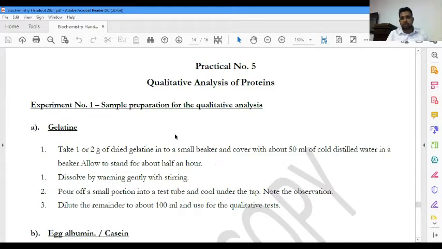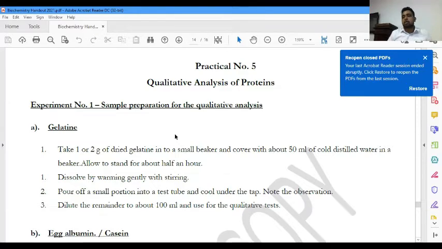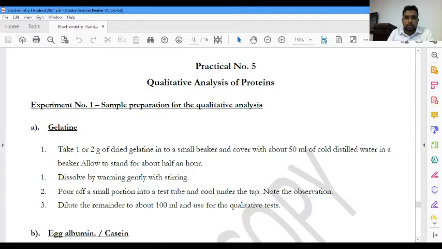What are the elements in protein? Is it a biopolymer or is it just a micromolecule? What do you know about proteins? So that's a simple question. What are the elements available in protein?